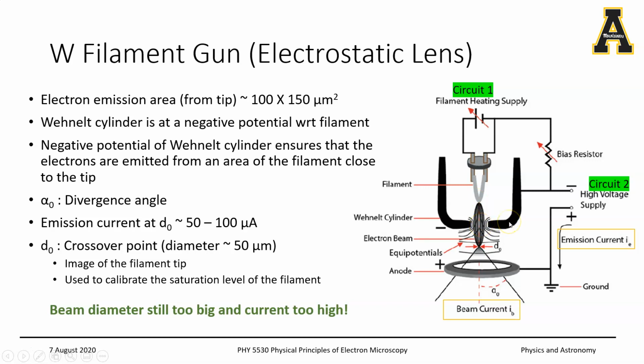If you did not have the Wehnelt cylinder, what would end up happening is the electrons would go everywhere. They would just spray out of the tip of the tungsten, and then you could not get any directionality.